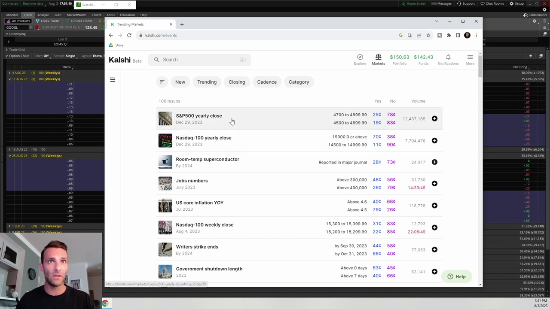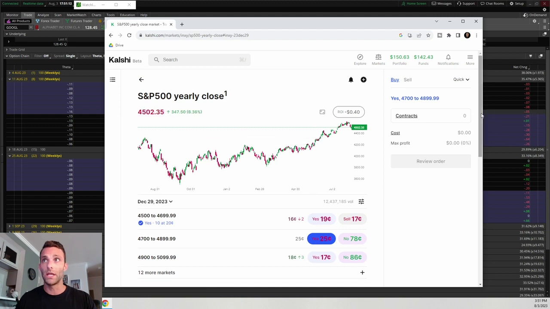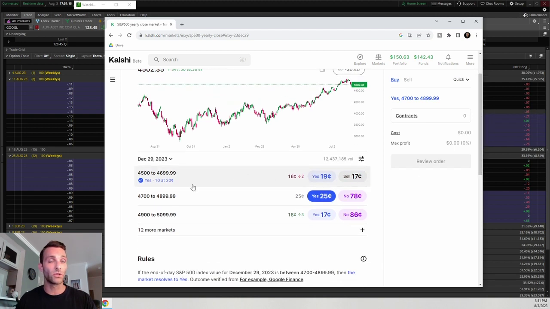Look at the S&P 500 yearly close. And as you can see, here are some of the contracts. So depending on what you believe the S&P is going to do, we have a couple different zones here, 4,500 to 4,700, 4,700 to 4,900, and 4,900 to 5,100. And there are simple yes and no contracts, and it tells you the price. So at the end of the day, based on the thesis of what you believe is going to happen, you're going to be trading either the yes contract or the no contract, and it's as simple as that. It either happens or it does not.